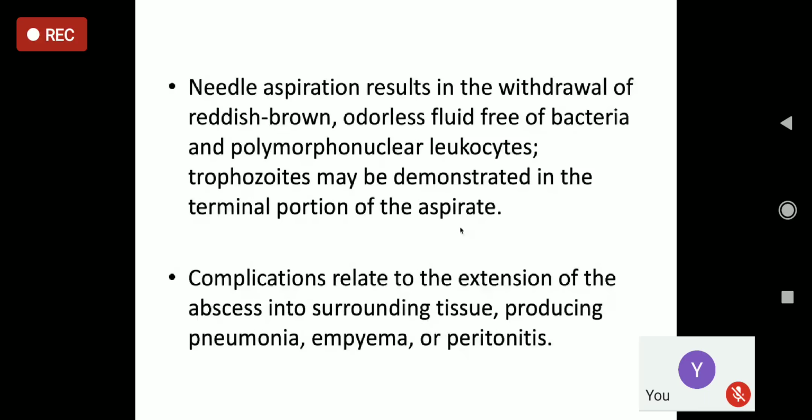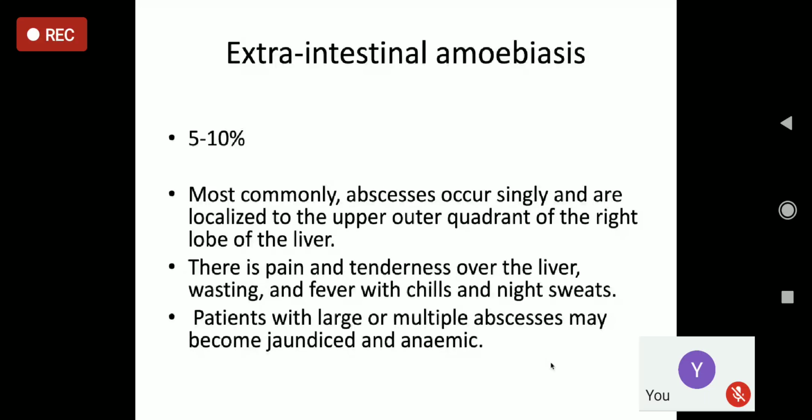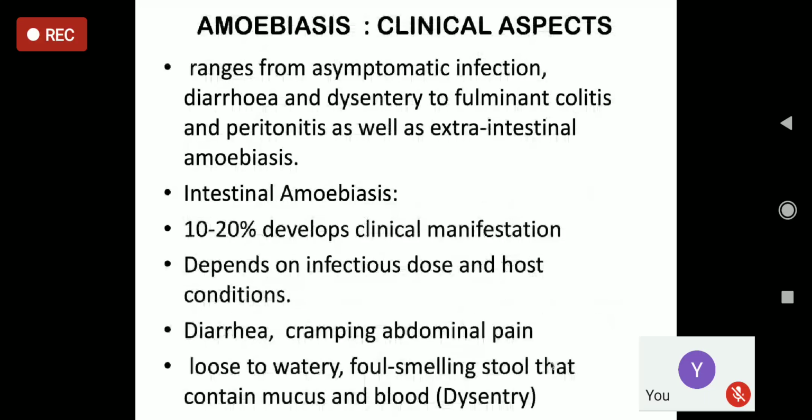That's why the patient might have pneumonia, empyema, peritonitis, even liver abscess, sorry, brain abscess. In any organ they reach via the blood circulation, the trophozoites will multiply there and form an abscess, and according to the site of involvement, the patient will have manifestations. This is regarding extraintestinal amoebiosis.